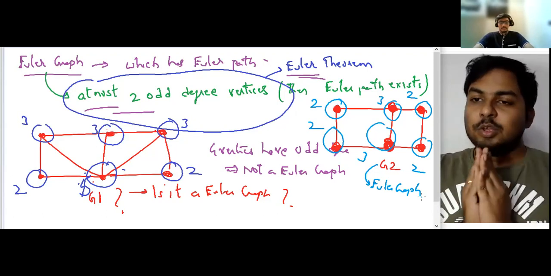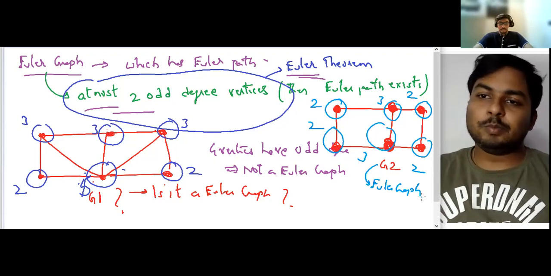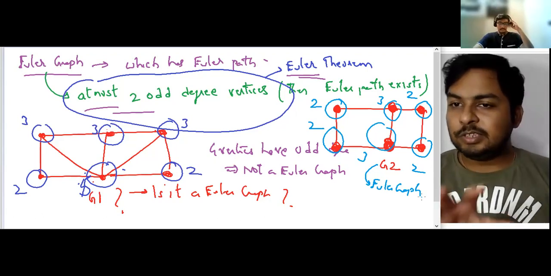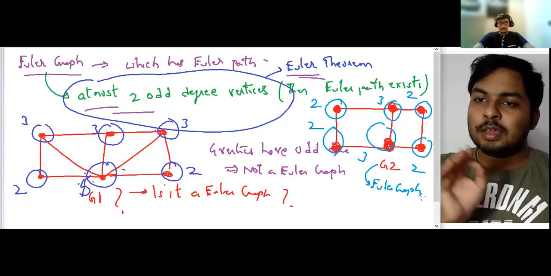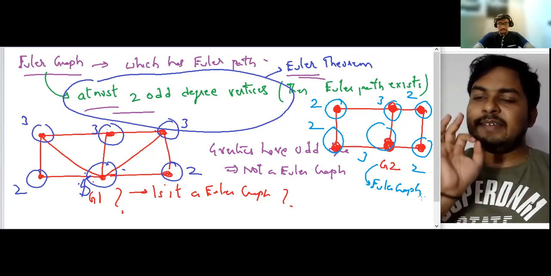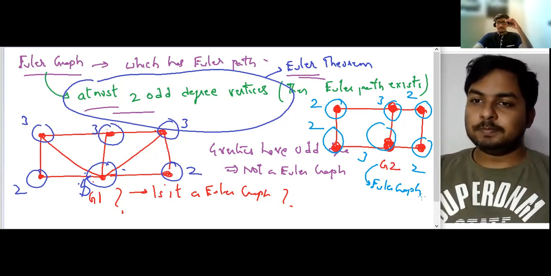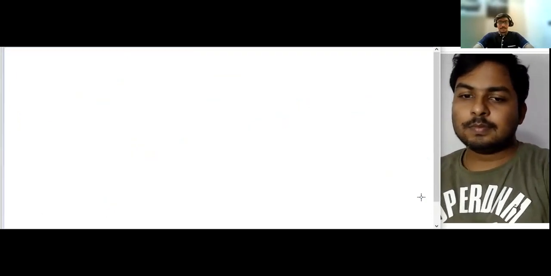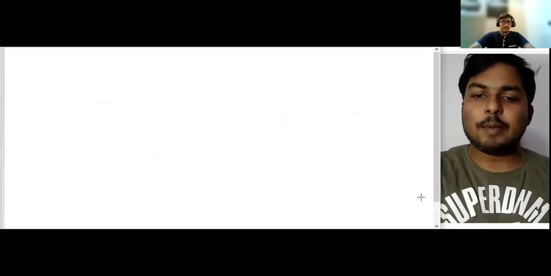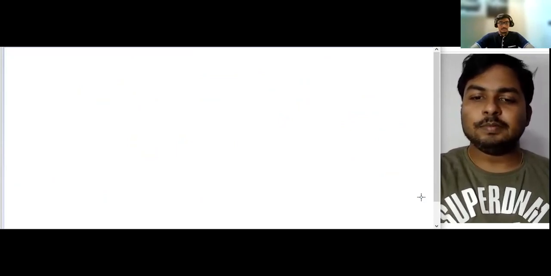Then we saw Euler graph. A Euler graph is a graph for which a Euler path is possible. The moment you see a graph, how to identify whether it is a Euler graph or not is that it should have at most 2 odd degree vertices. This is called Euler theorem. All clear so far? Next, let's understand what is a Hamiltonian path. With that we'll close today's class.